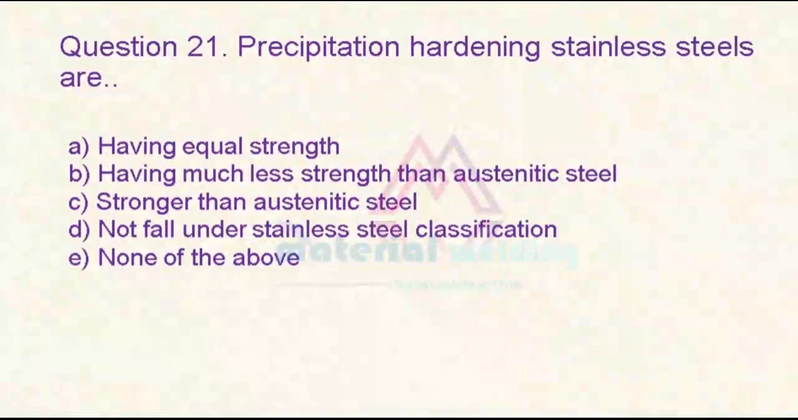Question 21. Precipitation hardening stainless steels are: A. Having equal strength. B. Having much less strength than austenitic steel. C. Stronger than austenitic steel. D. Not falling under the stainless steel classification. E. None of the above.